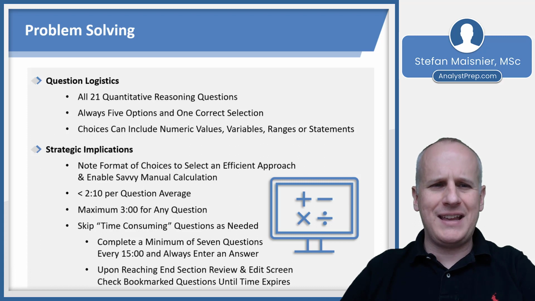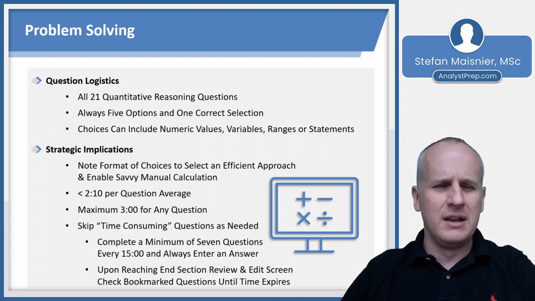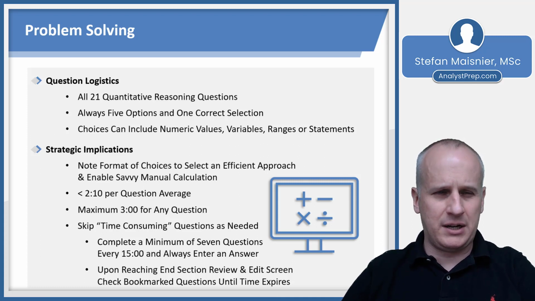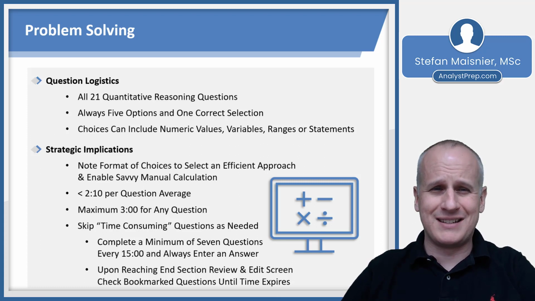And upon reaching the end section review and edit screen, you could check your bookmark questions until time expires, but ultimately there hopefully won't be a large number of bookmark questions. That's always going to be an endeavor to try to keep it to under 5, but really, even though they've got this new functionality, we're going to try to avoid using it because it can cause analysis paralysis, and really we want to be working through it in the original order as best we can.